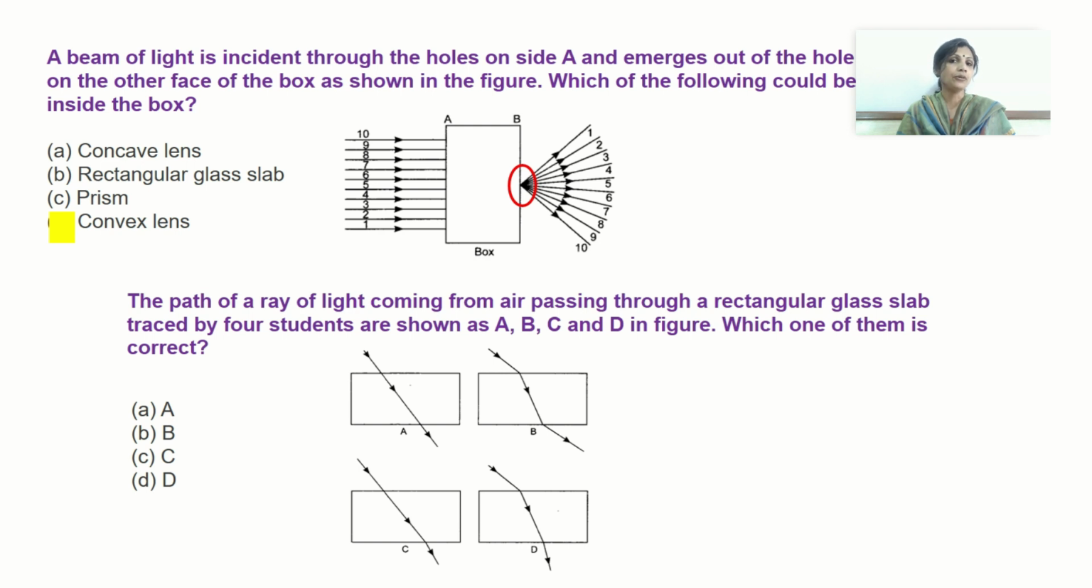What concept you have to keep in mind, that when the ray of light passes from rarer to denser medium, it bends towards the normal, and denser to rarer medium, it bends away from the normal. And following this rule, option B is the correct option. So you have to mark option B as your answer.